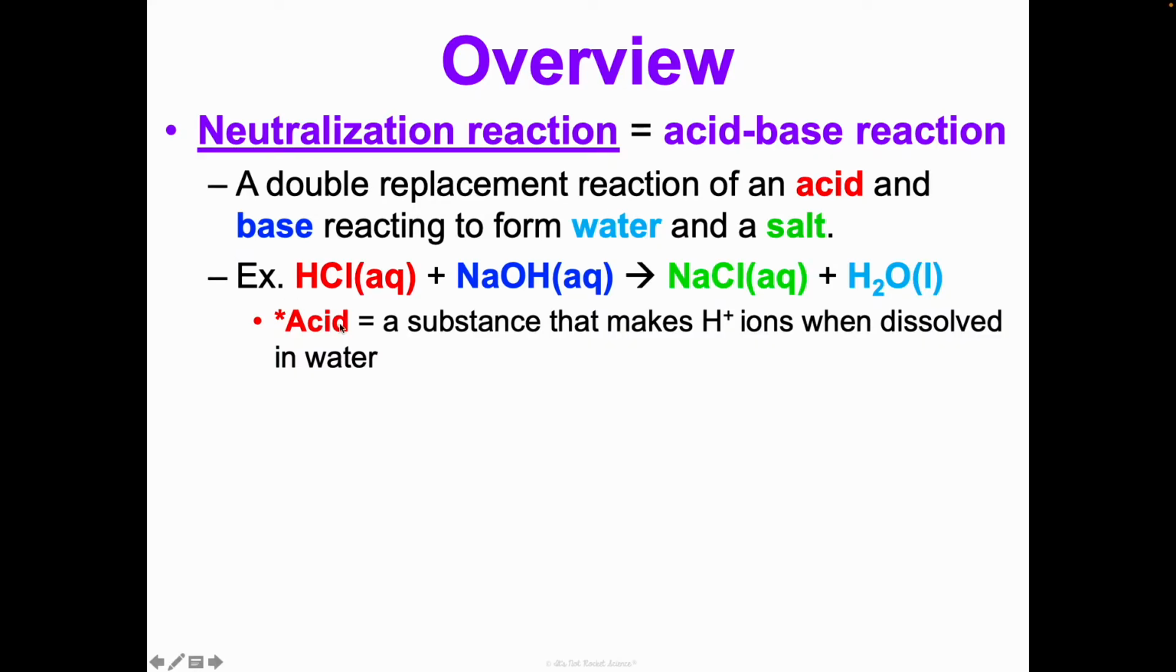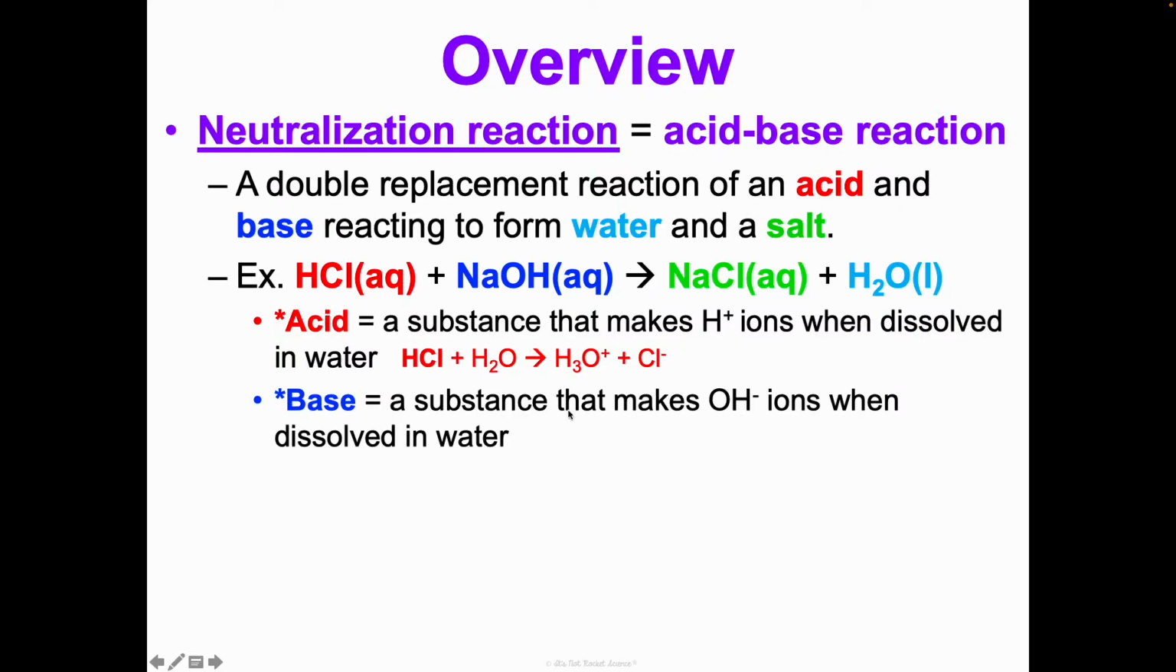An acid, that's why I put an asterisk here, is a substance that makes hydrogen ions when it's dissolved in water. Like this hydrochloric acid, when it's in water, the water pulls the hydrogen to it, making H3O+, which is a hydronium ion, and then it leaves the chlorine by itself, which is Cl−. The base is a substance that makes hydroxide ions when dissolved in water. Looking at that sodium hydroxide, if it went into water, it would dissociate into sodium ions and hydroxide ions.